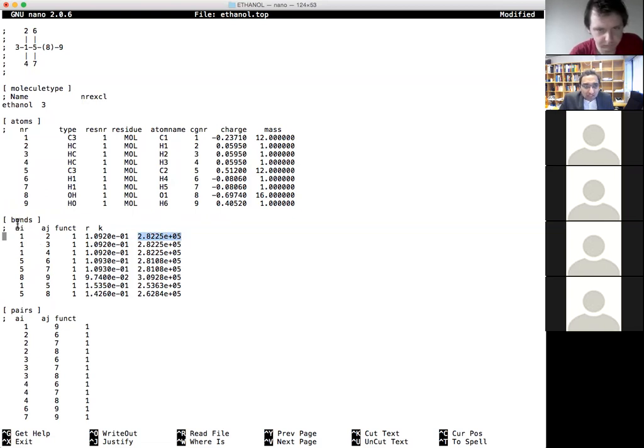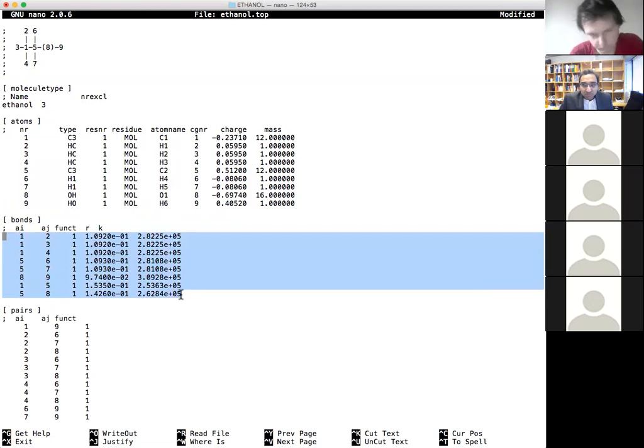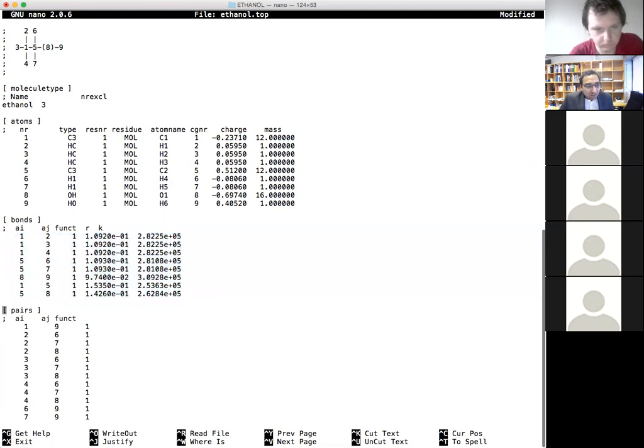Okay. And similarly, we describe all the bonds in the system. Again, in this case, I'm providing this to you. In most other cases, this file can be automatically built. You don't have to do it manually. Okay, then we come to a section called pairs.